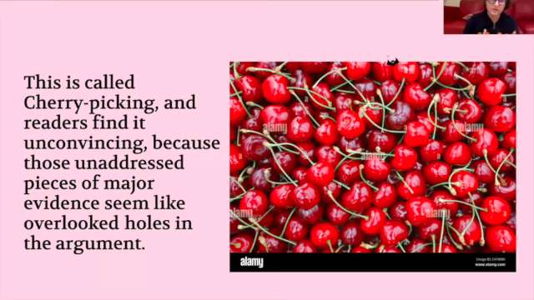Readers find a cherry-picked paper unconvincing because these unaddressed pieces of evidence, especially if they're particularly significant to the plot or the narrative structure or whatever you're making your claim about, kind of make your paper look like it's got these holes or gaps in it, and you don't really want that to be happening.